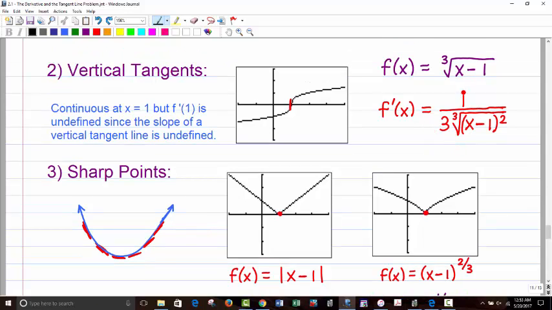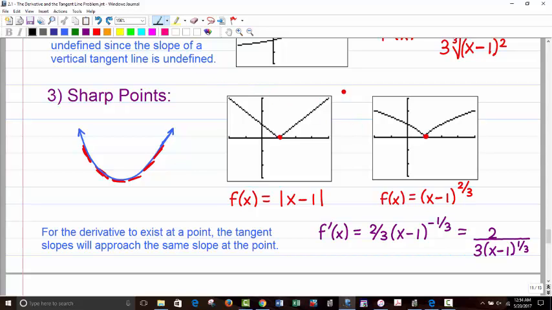But notice that if you put 1 into the original function, you're okay. You get y equals 0 right there. But if you put 1 into the derivative, you have divide by 0, don't you? Because you have 0 right there. So therefore, the derivative is undefined. So there it is mathematically in addition to graphically.